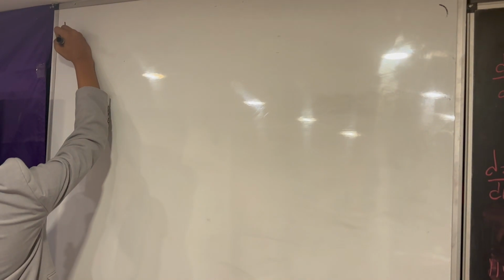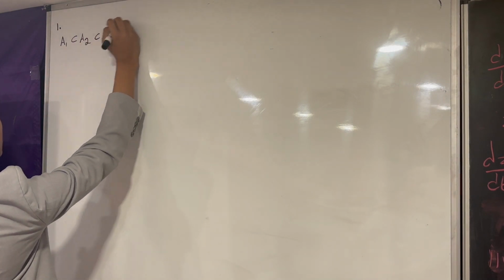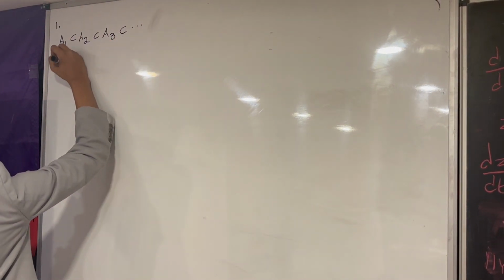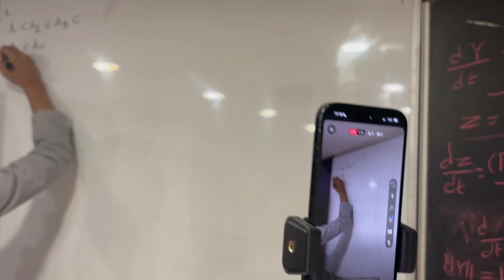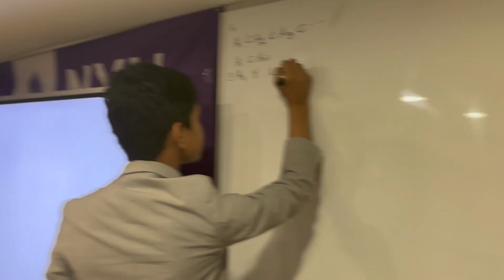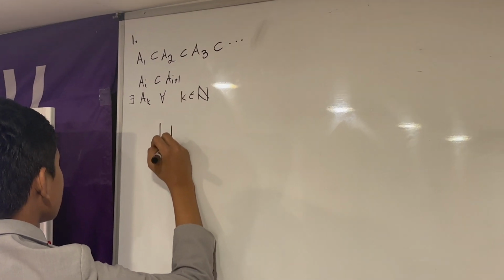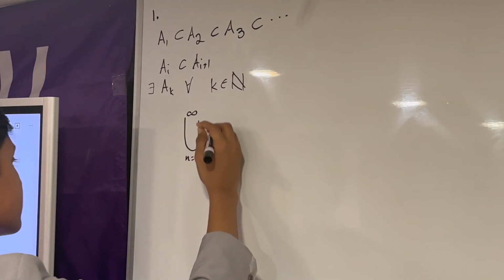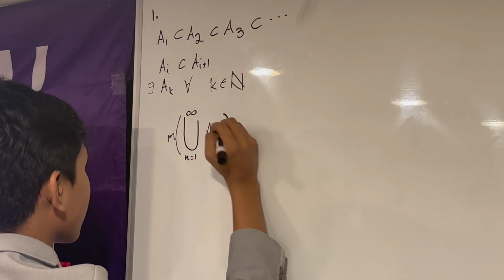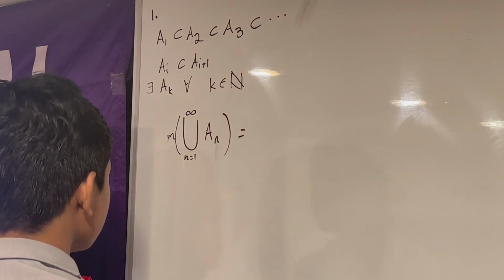Problem number 1. Let's say we have an infinite collection of sets A_i such that A1 is a subset of A2, which is a subset of A3, etc. And A_k exists for all natural k. So here's what we're going to do. We're going to show that the measure of the union of all of these sets is going to be equal to, wait, what was the actual result?